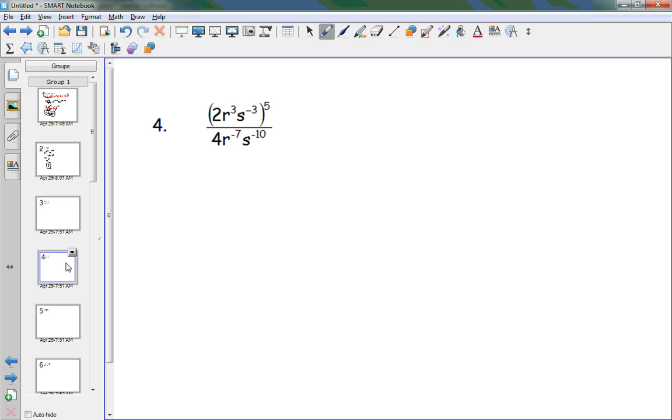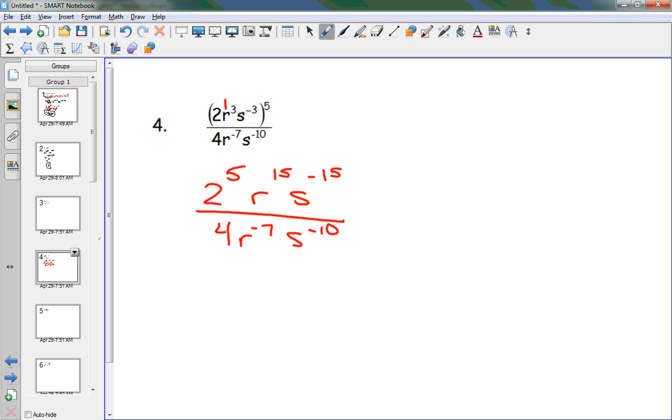What's the first step you think you should do? Distribute that 5. Distribute that 5 to what? The 3, to the 2, to the R, and to the S. Do we all see that? But the exponent on the 2 is a 1. So I'm going to multiply those exponents. That gives me 2 to the 5th, R to the 15th, S to the negative 15th, all over 4, R to the negative 7, S to the negative 10.